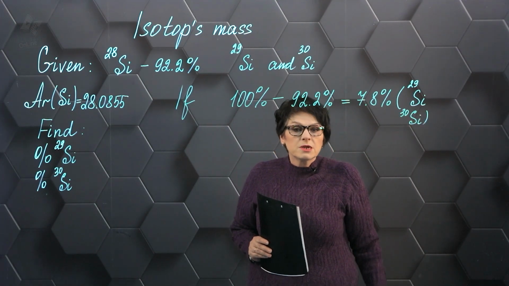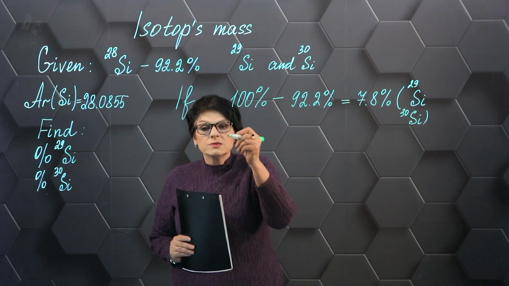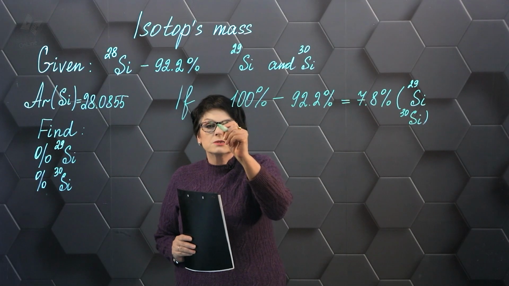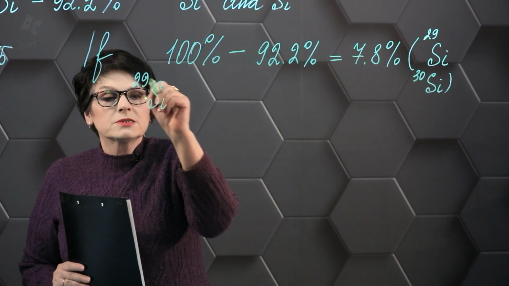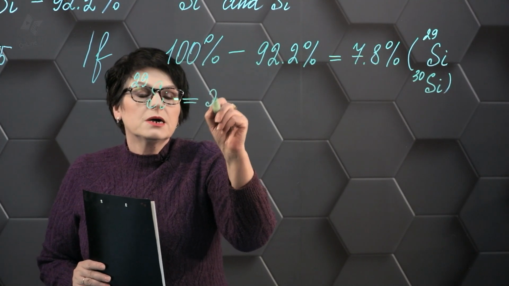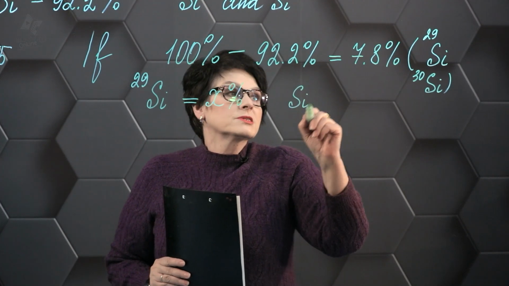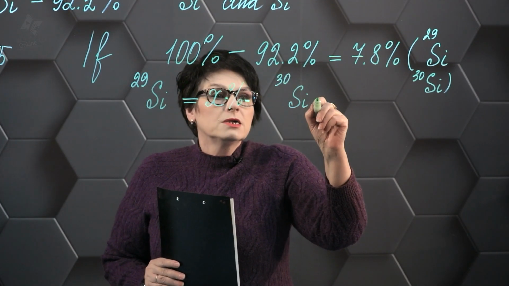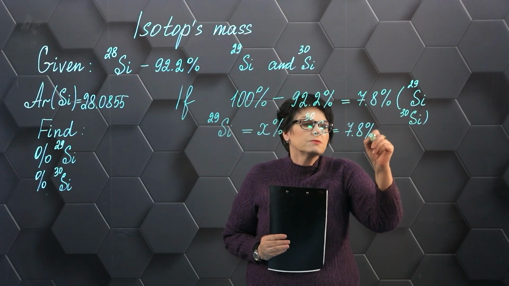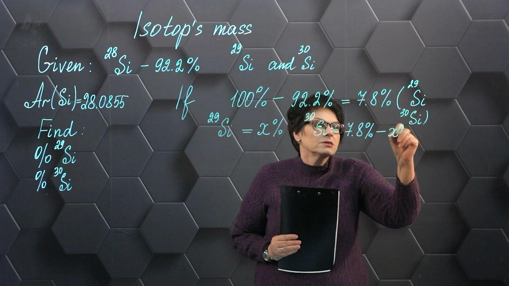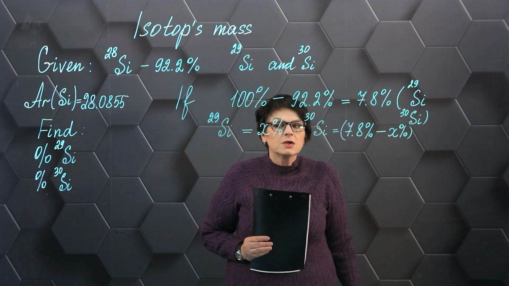Now, since we don't know how much of each, let us in this case take one of them for content X. Let X be the share of the first isotope, silicon with a mass of 29. The value X% represents its relative quantity. The second isotope, silicon with a mass of 30, accounts for 7.8% minus X% of the total. This value is derived from a silicon mass of 29.